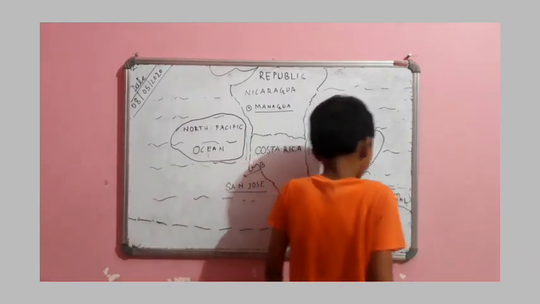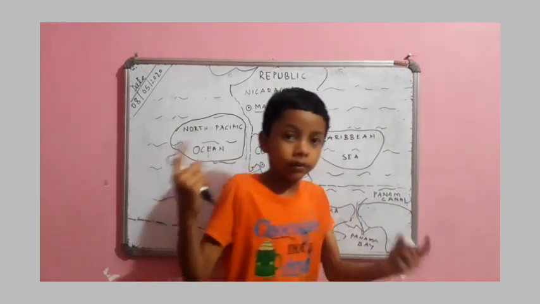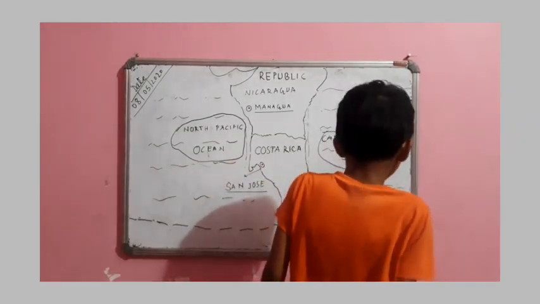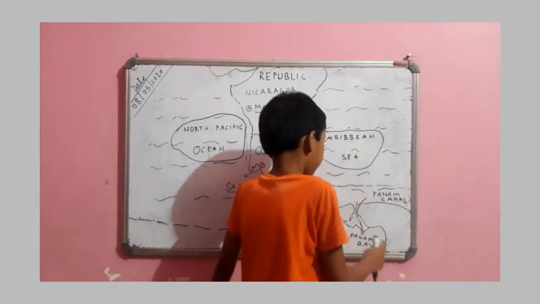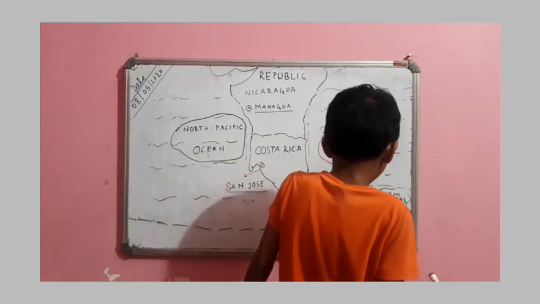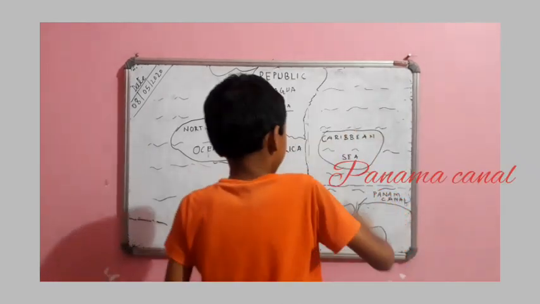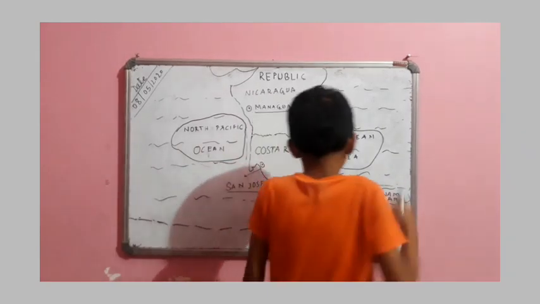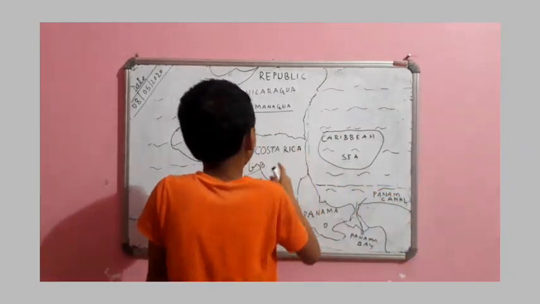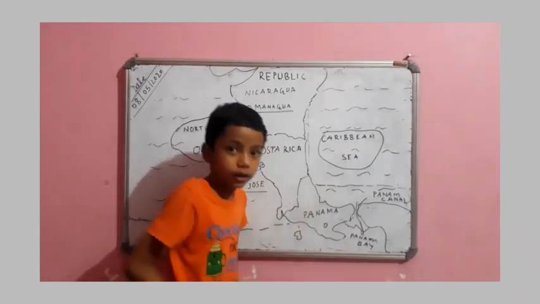The Caribbean Sea. It is 2 sections, Panama Bay and Panama City. So that means Panama Bay and Canal. These are two of Panama. Panama is below Costa Rica and Nicaragua is above Costa Rica.